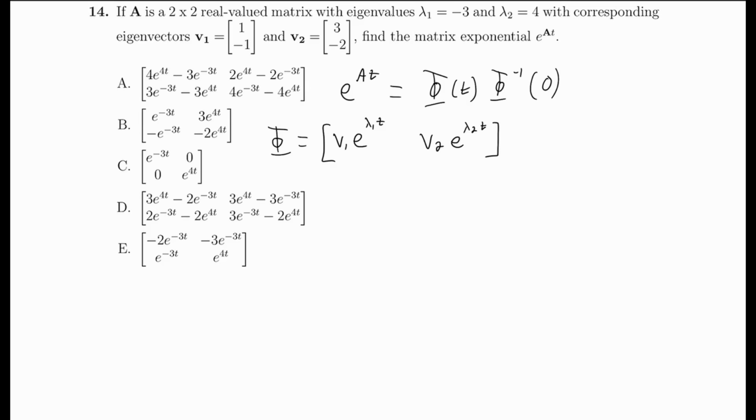So here they give us both of our lambdas and both of our eigenvectors, so we need to go ahead and plug that in. We get that Φ is equal to v1 is 1. Actually, we'll write this as columns of a matrix. So 1 times e to the λ1 t, so e to the negative 3t, and below that we'll have negative 1 times e to the negative 3t, and then pulling from v2 and λ2, we will get 3e to the 4t and negative 2e to the 4t.